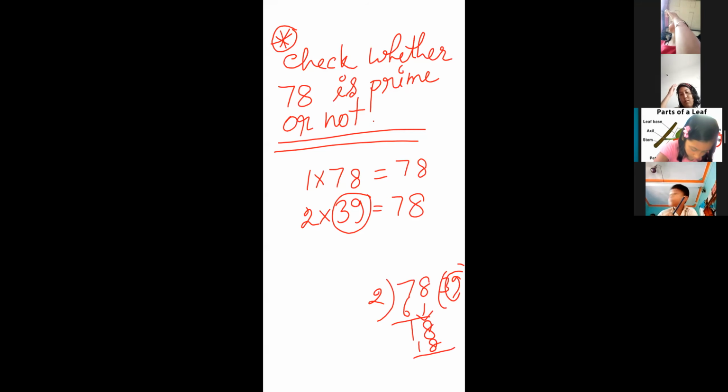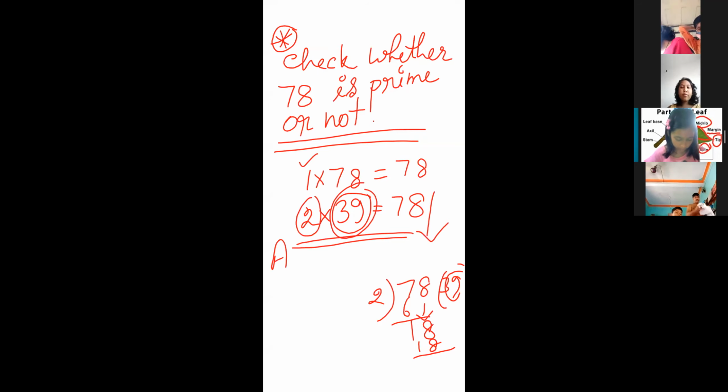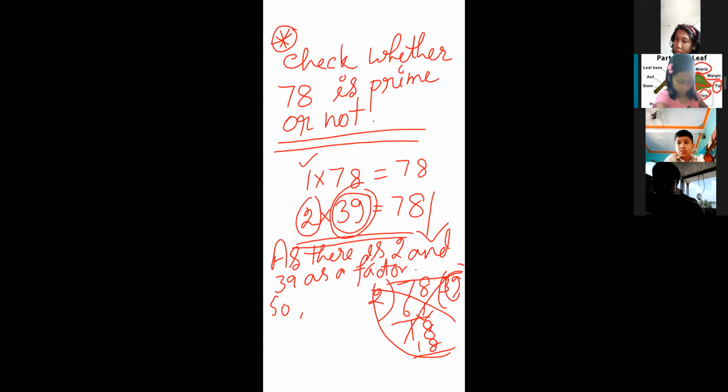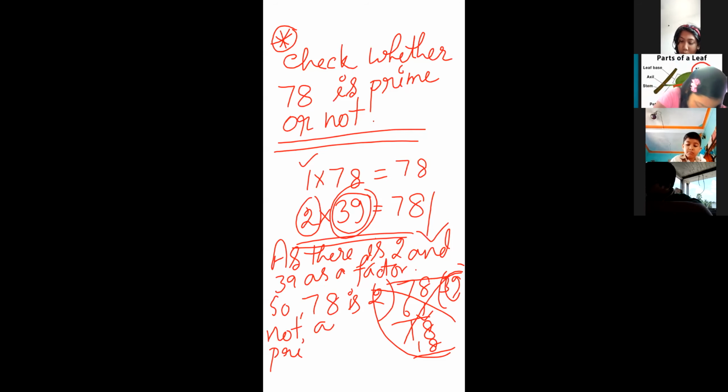Yes, right? Achha, now no need to move to the next step. Here only we can stop. Because we have got 1 as a factor and also 2 and 39 as factors. So, 78 is not a prime number. No need to write this one, huh? So, 78 is not a prime number. This is a conceptual question, huh?